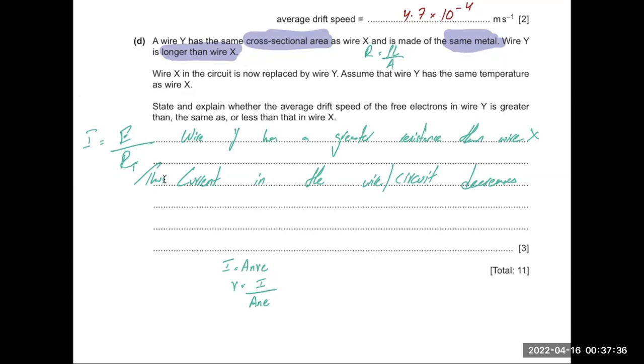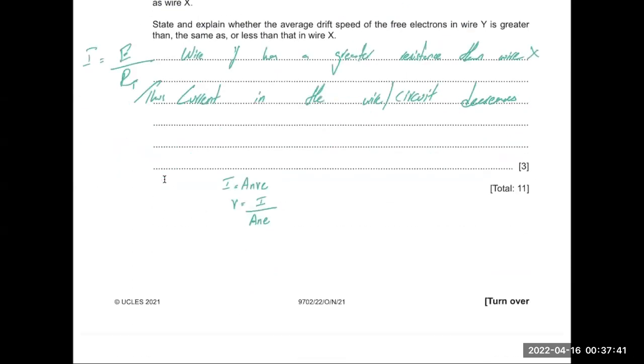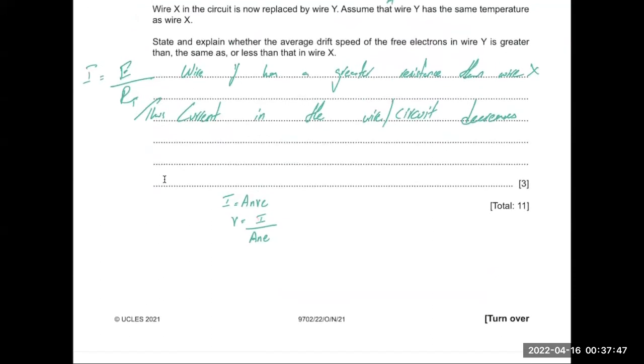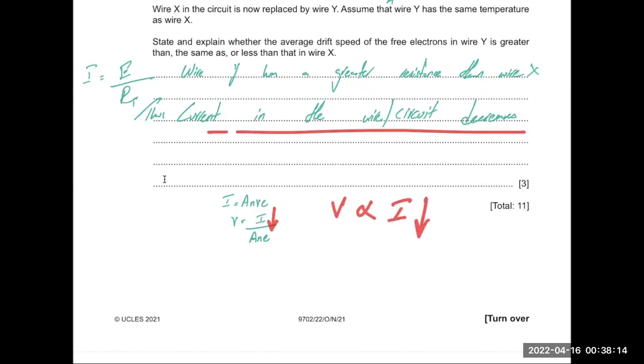We've given the reasons, but we still haven't answered what happens to the drift speed. So let's see. Let's ignore current for the timing. Let's talk about the other variables here. E is constant, so we'll ignore that. N is constant, number of electrons per unit volume. Why? Because it's made of the same material. Cross-sectional area is constant. So current determines what happens to the drift speed. Now the current has decreased because drift velocity or drift speed is directly proportional to the current. When the current decreases, the drift speed decreases.